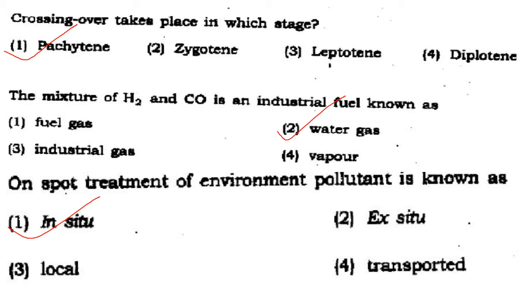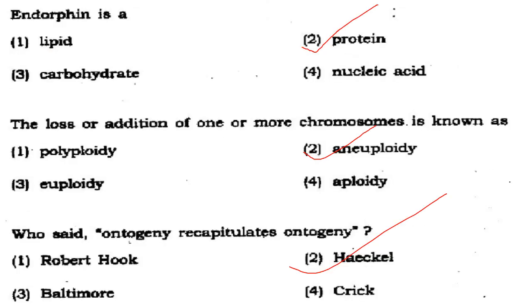Next one. On-spot treatment of environment pollutant is known as option 1 in situ, 2 ex situ, 3 local, and 4 transported. Answer is option 1. Next one.